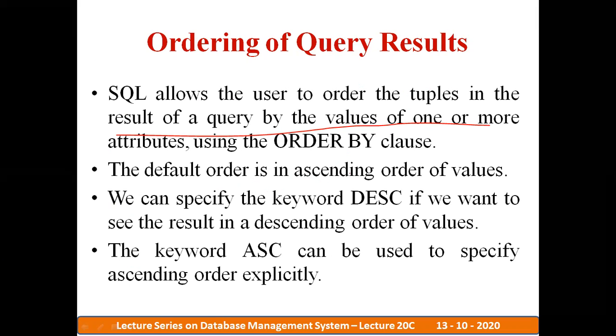The default order is increasing order of value. If you don't specify anything, by default it will sort in ascending order. We can also specify the keyword DESC, which stands for descending, if you want to see the result in descending order of values. The keyword ASC, which stands for ascending, can be used to specify ascending order explicitly. If you don't give any order, by default it will sort in ascending order.